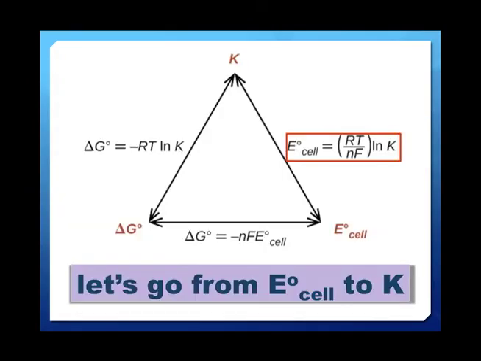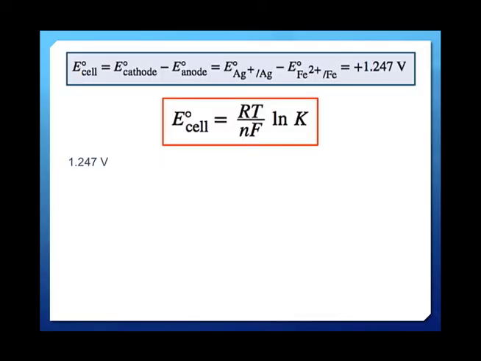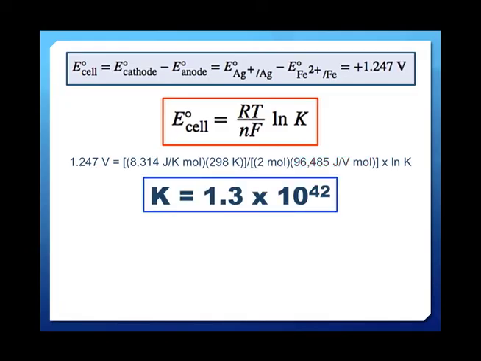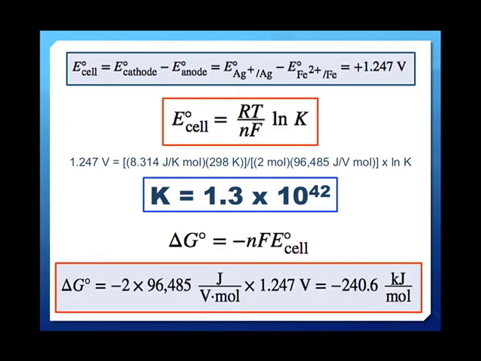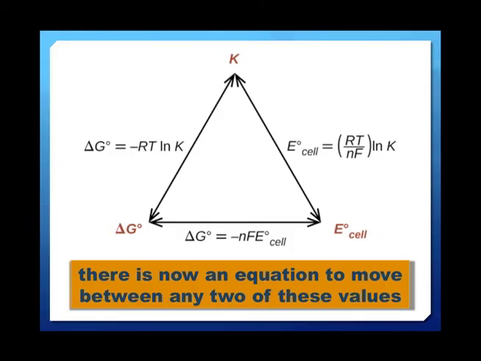Now we can use this information to first find K by using this equation. So let's go back and plug in the E cell we just calculated, and then we can plug in this version of R, 298 K for room temperature, 2 moles for n, since 2 moles of electrons are transferred when iron is oxidized to become iron 2+, and Faraday's constant. That gives us 1.3 times 10 to the 42. Then lastly, we can calculate delta G by using this equation, again using 2 for n, and we get negative 240.6 kilojoules per mole. And now we know how to go between E cell, K, and delta G.